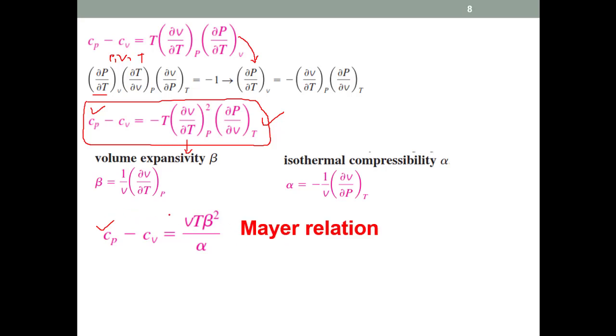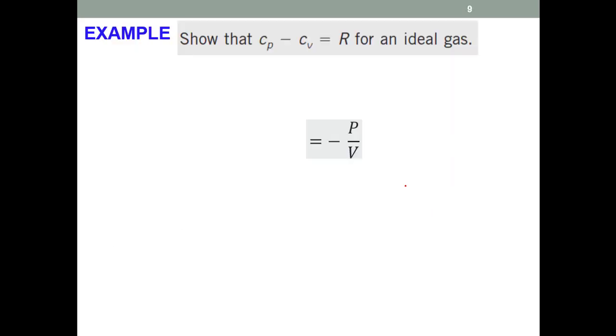Now this Mayer relationship is used to express the relationship of Cp and Cv in terms of volume, pressure, and temperature. This is applicable for a wide range of processes. Now, we can apply the previous relationship. For example, let's show that Cp minus Cv is equal to R for ideal gases. We can prove that.